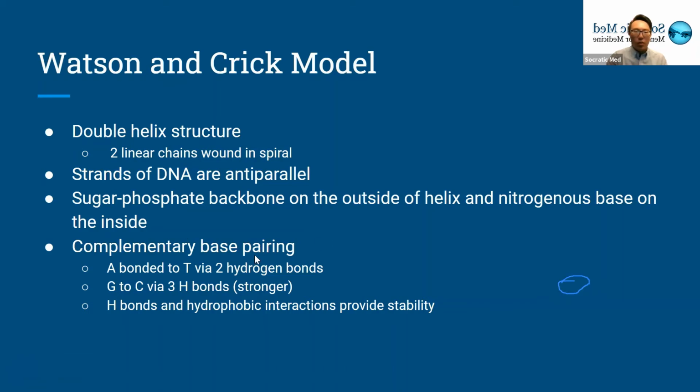And the model also shows that there's complementary base pairing. So the adenine binds to a thymine via 2 hydrogen bonds, while the guanine binds to a cytosine via 3 hydrogen bonds. Since guanine and cytosine have 3 hydrogen bonds, that base pair is stronger than the adenine and thymine bond. And then the hydrogen bonds and hydrophobic interactions of DNA provide stability to the structure.